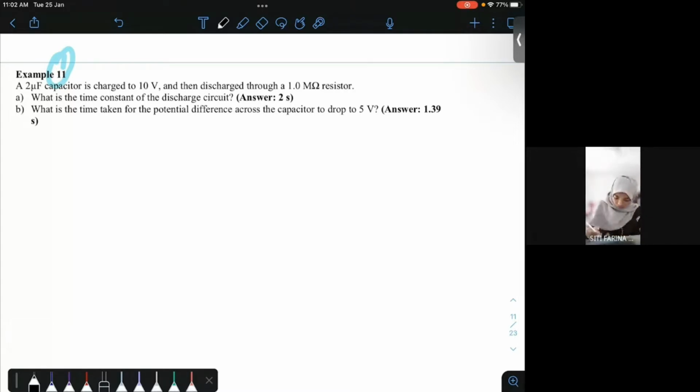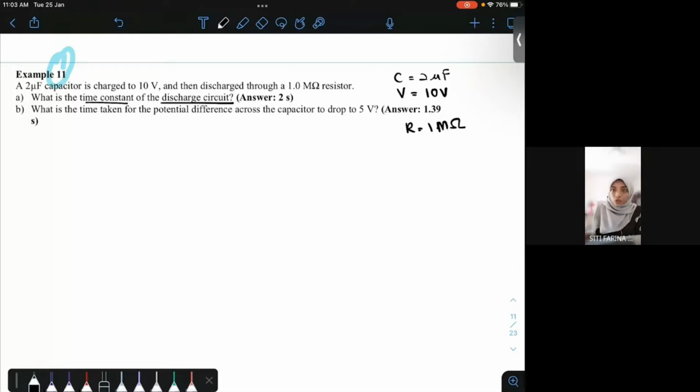Okay, so what we have here is capacitance of 2 microfarad, and then you charge those capacitor up to 10 volt. So the voltage of the capacitor is 10 volt, and then you discharge it through resistor of 1 mega ohm. Okay, after you have completely charged, we are going to discharge dia sekarang with 1 mega ohm. So the question asks, what is the time constant of the discharge circuit?